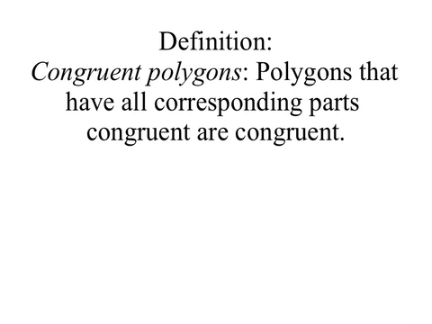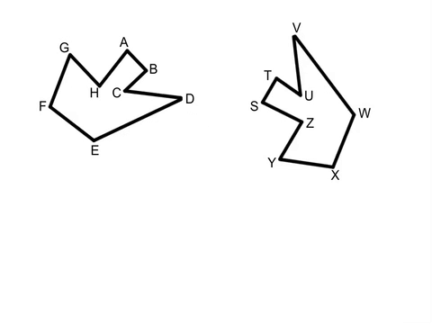And we have one more definition. We've just defined congruent triangles, well, we can expand on that and get congruent polygons. Polygons that have all corresponding parts congruent are congruent. Well, here's an example. These two polygons have 8 sides each, but they appear to be congruent. And if they are, here's how we could label it.